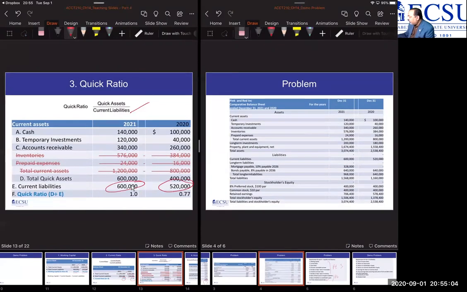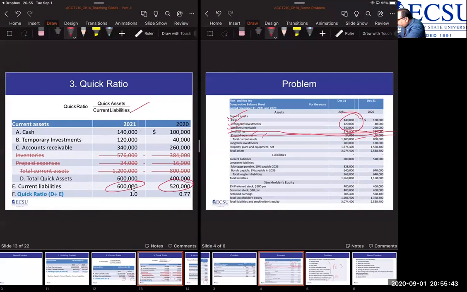So in our case, the balance sheet for the company shows that we have cash, temporary investments, and accounts receivable. So I'm not taking the inventory, and I'm not taking the prepaid expenses. There are two ways of doing it. Either you add up the three, that is cash, temporary investments, and accounts receivable, or you start with the total current assets and subtract the inventories and prepaid expenses. So that's how we'll calculate that.